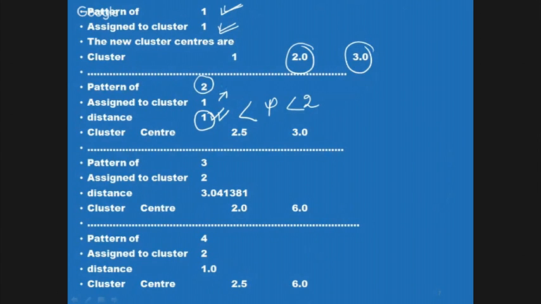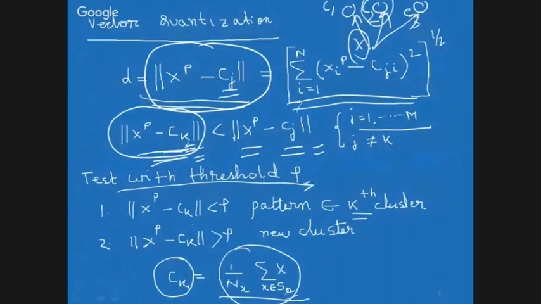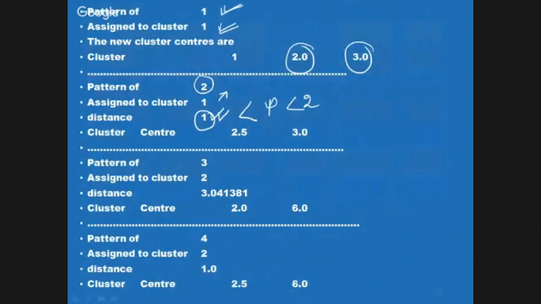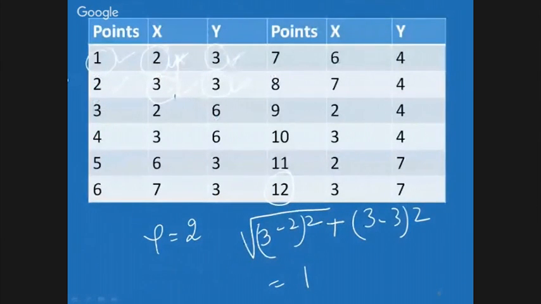Clear? Now it is telling that after you find out in which cluster it is, you should find out the new cluster center, the new cluster point. Now, what will be the new cluster point? It is the average, 1 by n summation of x. There will be 2 points definitely. Here we had 2, here we have 3, 2 x points and 2 y points. So what will be the average? 2 plus 3 divided by 2, because there are 2 points. That will be 2.5. And here, 3 plus 3 divided by 2.